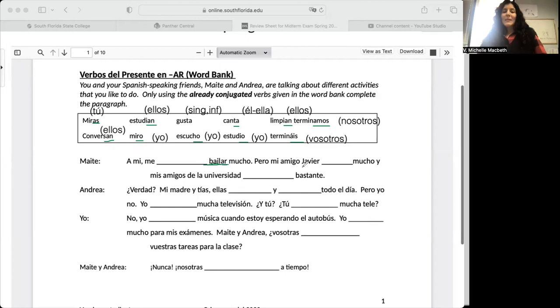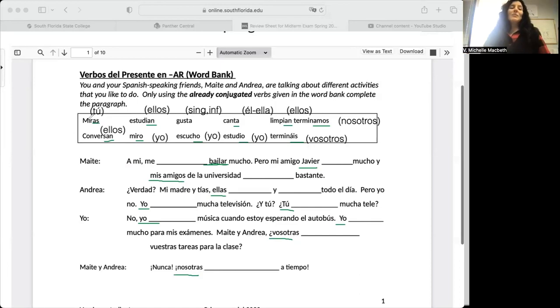Okay. Then we have Javier, a mis amigos, ellas. Okay. Then we have yo. Then we have tú. Then we have yo. Then we have yo. So we have 3 yos there. Then we have a vosotros. Oh, okay. And then we have a nosotras. Oh, okay. Well, this is easy then.